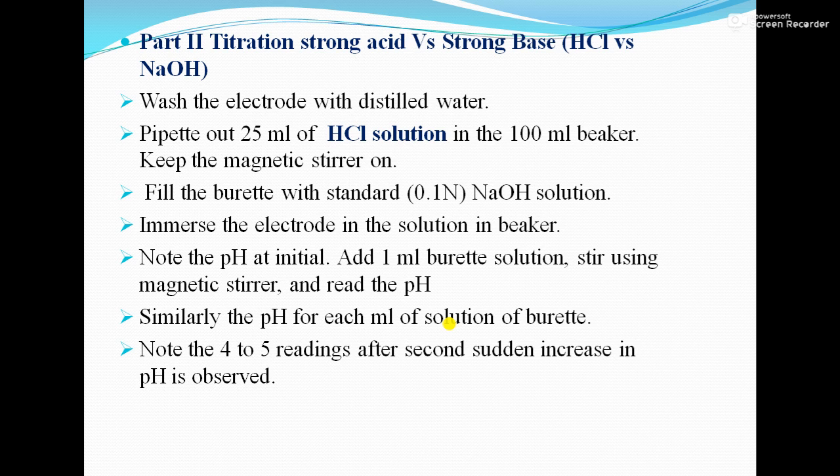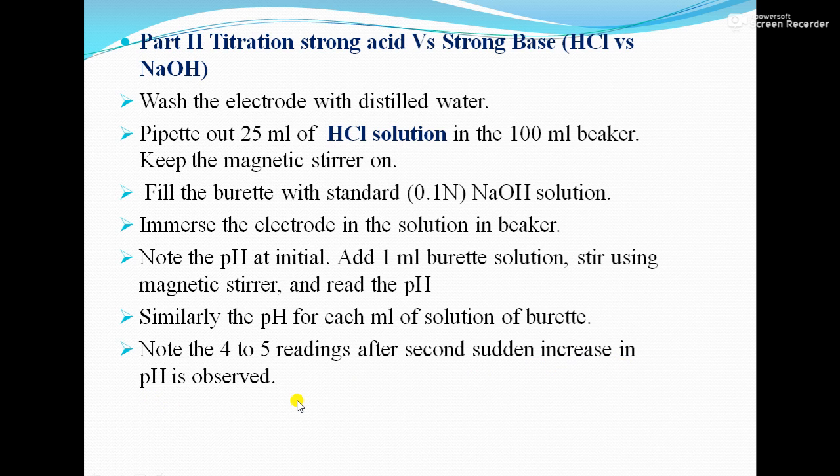So as we know, HCl is a strong acid. The pH will start from 2 to 3. Add 1 ml of burette solution. Stir using the magnetic stirrer and note down the reading. When we add 1 ml NaOH, the pH will increase, slowly up to the end point. Similarly, the pH for each ml of burette solution is noted. Note down 4 to 5 readings after the sudden increase of pH is observed.